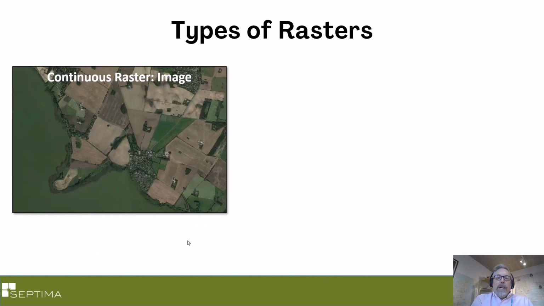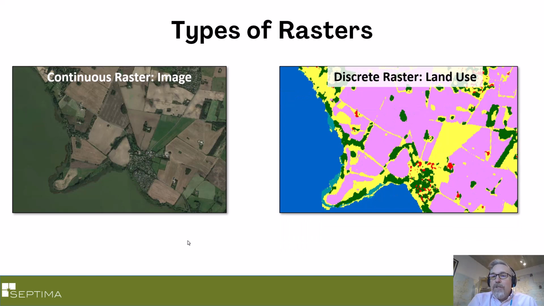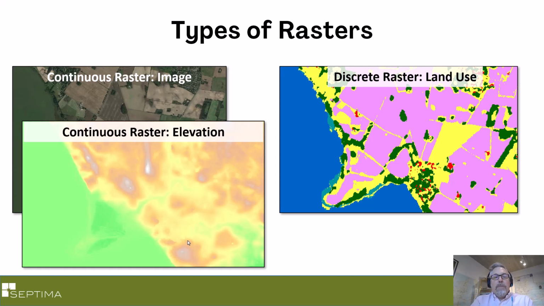And there are many types of rasters. One example of a continuous raster would be an orthophoto or a satellite image. An example of a discrete raster would be land use or vegetation. This is an example of a land use data set that we're going to be using in this course, where every pixel represents a specific kind of land use: agriculture or forest. Another example of a continuous raster is elevation, which we just talked about. So here's an elevation surface for the study area that we're going to be working in.